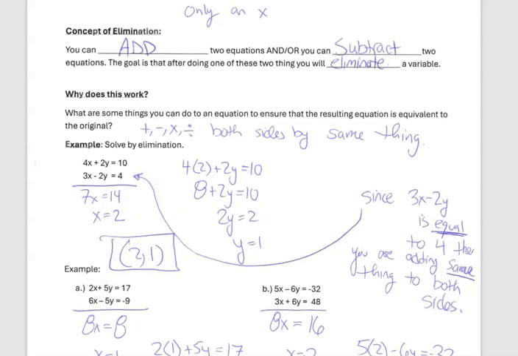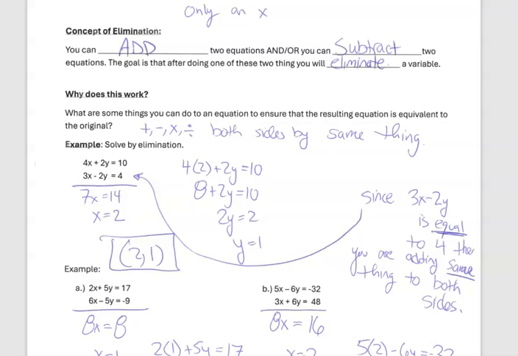That doesn't seem like you're allowed to do that. Why can you add one thing to the left and then add something else to the right? But since the bottom equation says 3x minus 2y equals 4, when I add 3x minus 2y to the left and I add 4 to the right, since 4 equals that other stuff, it's kind of like I am adding 3x minus 2y to the right as well.